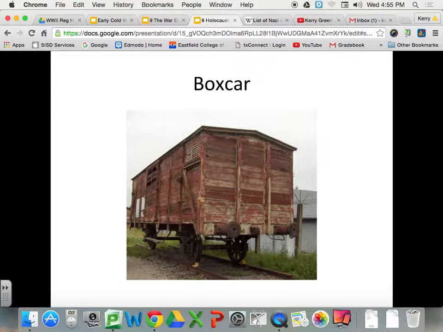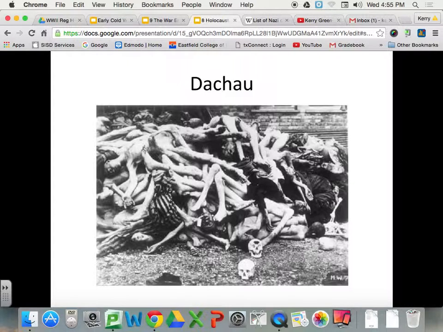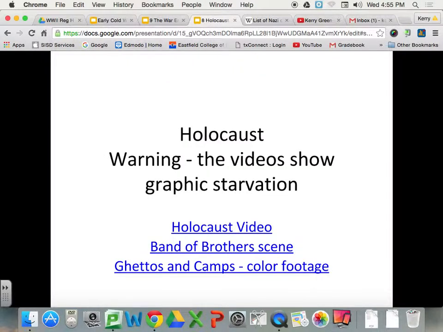This is a picture of a boxcar that they used to transport human beings. Make no mistake, this results in a lot of death and destruction and very horrible conditions. There are many movies out there that depict that. I've got several links, so if you're really curious, you can pull up my PowerPoint and follow these links and see some of these videos. They are school appropriate, although they do show graphic starvation, and give you a sense of what the Holocaust was like.